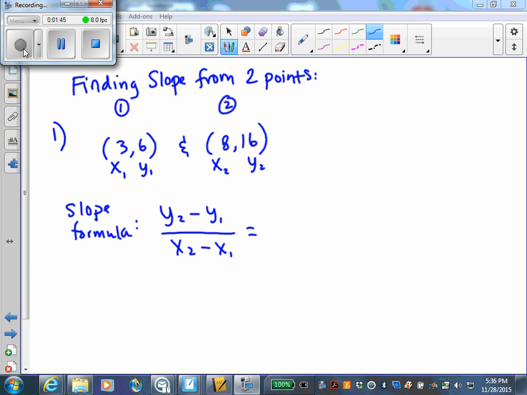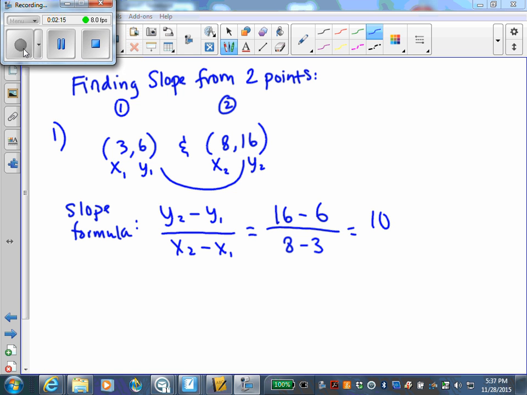So y sub 2 minus y sub 1 is 16 minus 6, and then that's going to be over x sub 2 minus x sub 1. That's going to be 8 minus 3. So notice I'm starting with a 16 and I'm subtracting the 6. And really that's just finding the change in y. It's saying how much of a difference is there between 6 and 16? Well, 16 minus 6 is 10.